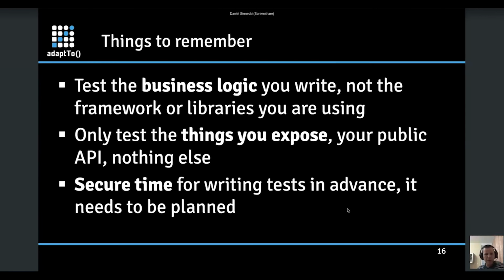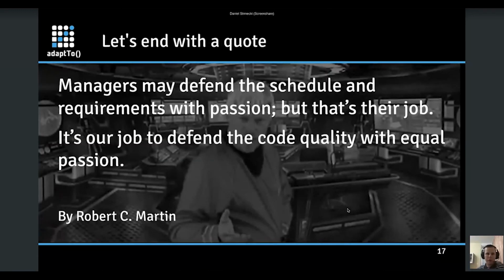And I know maybe some developers will now say, yeah, we are trying to do this, but there is this manager that won't give us time to do this. So that's the reason why I would like to end this presentation with one quote, and it's a quote by Uncle Bob from the Clean Code book, where he said that managers do defend the schedule and requirements with passion, and that's fine because that's their job. But our job as developers is to defend the code quality with equal passion.